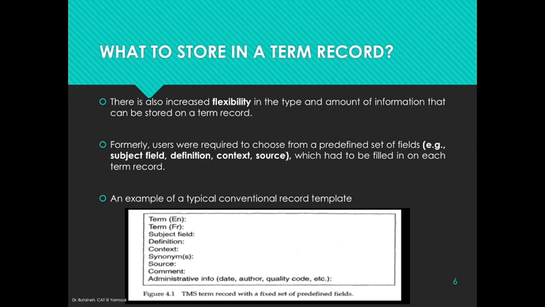Like every term has a record. It's like a sigil where we can also include information related to each term. Modern TMSs are pretty flexible. We can store so many things related to the term in the term record. For example, we can store the term itself, its translation, subject field, definition of the term, and the context where the term occurs in a specific context.